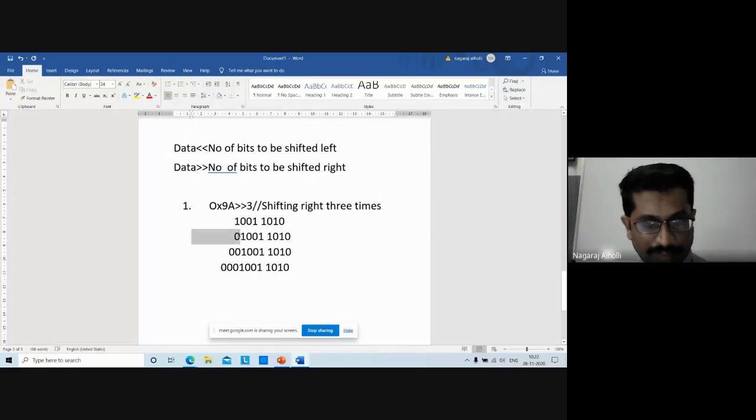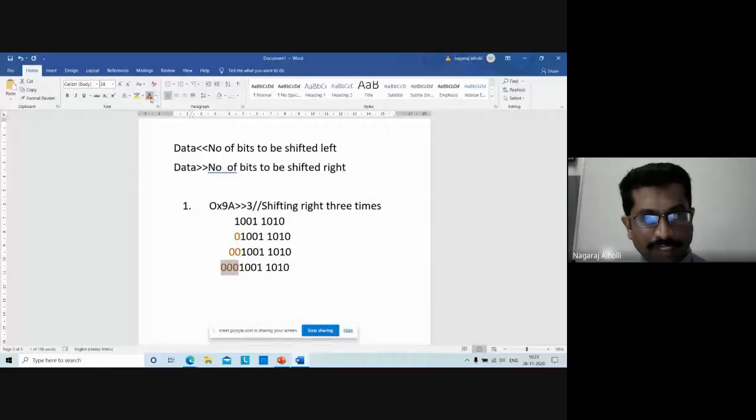I will highlight it, then you will understand. This is the first time we are shifting. Okay, this is the first shift. We have inserted a 0. Then we are inserting one more 0. It will become 2 zeros. That is shift right by 2 times. Then we are inserting 3 zeros.